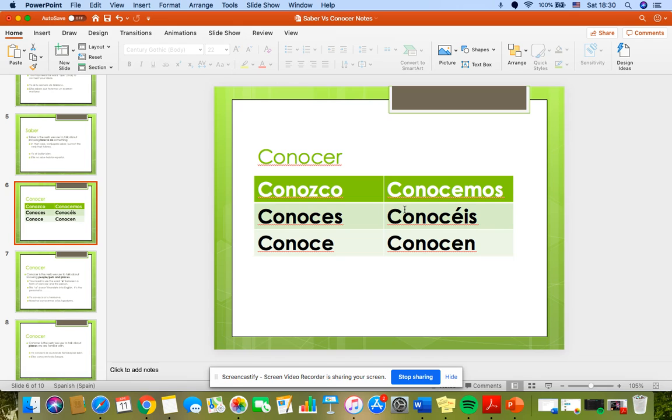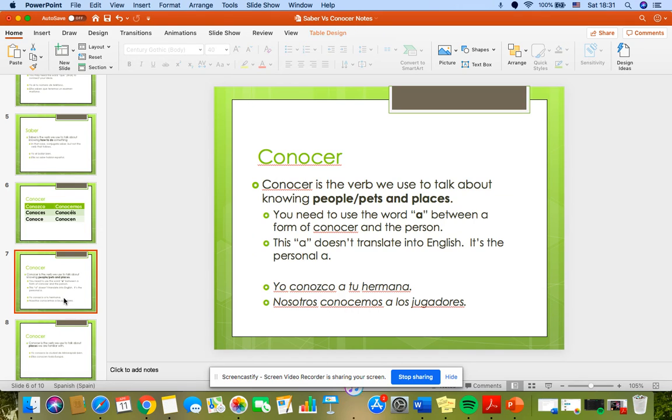So we're going to go through our conjugations. You have this chart on your notes as well. So we've got conozco, conoces, conoce, conocemos, conocéis, y conocen. So those are our conjugations for our verb conocer. Notice that it is only irregular in the yo form. It goes from a C to a ZC.